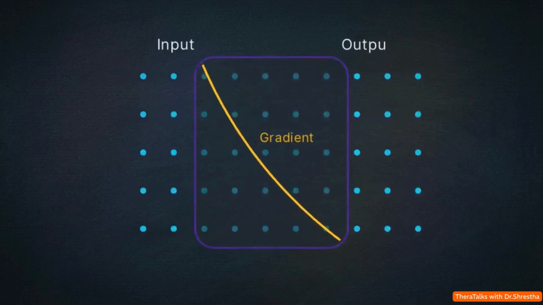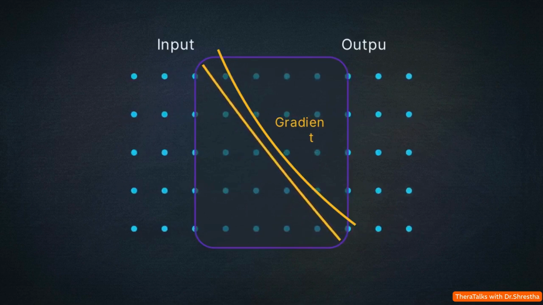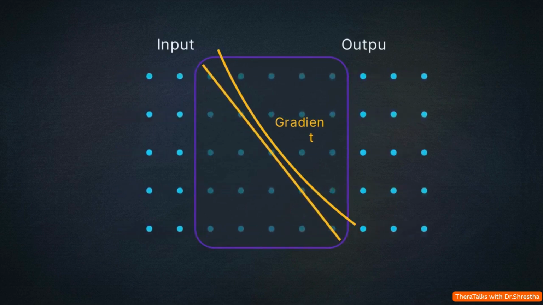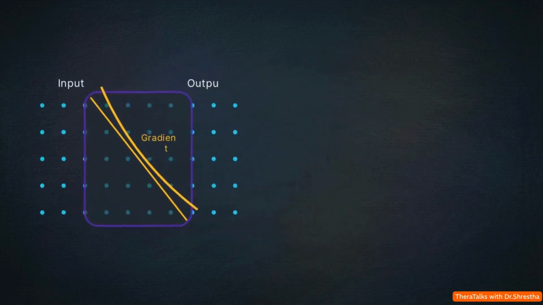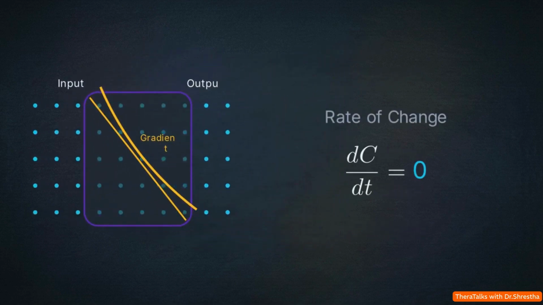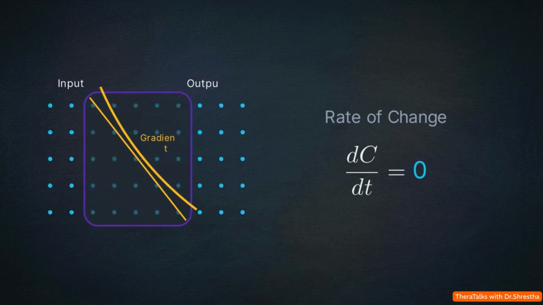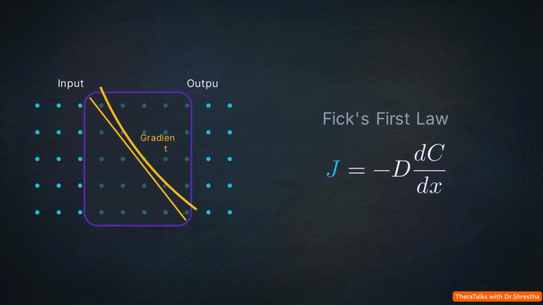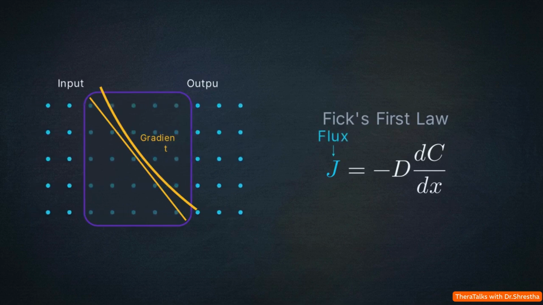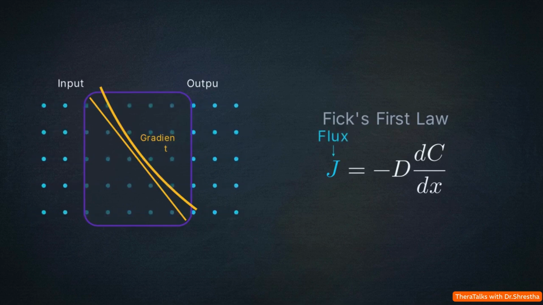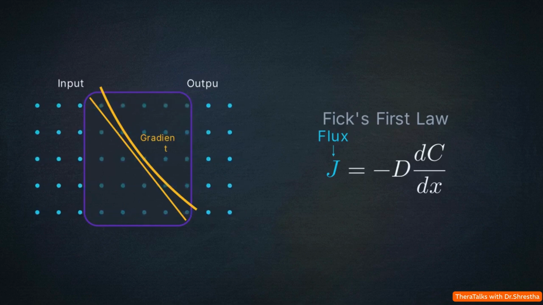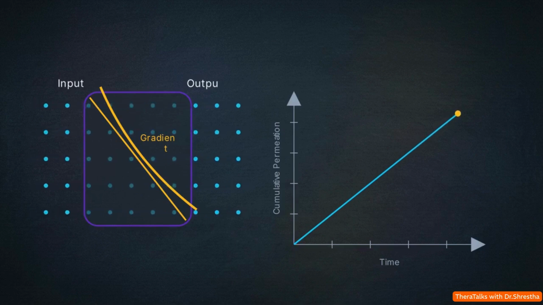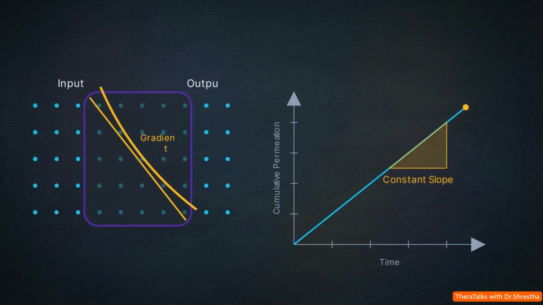Because the input perfectly matches the output, the internal concentration gradient across the barrier stops shifting and locks into a constant state. Mathematically, this means the derivative of concentration with respect to time drops entirely to zero. With the environment stabilized, the system is now governed by Fick's first law. This law calculates J, or flux, the constant, steady rate at which molecules diffuse through a given area. That constant rate of molecular traffic perfectly mirrors the constant linear slope of our graph.